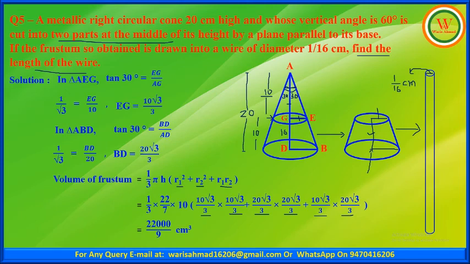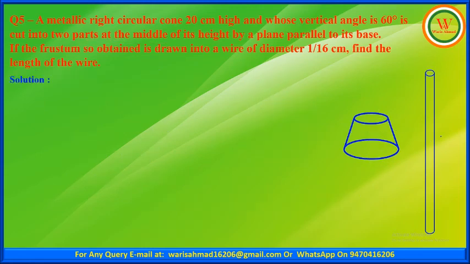Now this frustum is drawn into a wire of diameter 1 upon 16 centimeter. Hence the volume of the frustum will be equal to the volume of this wire. So in the next line of the solution we can write here, volume of frustum is equal to volume of wire. Volume of frustum we have already calculated, that is equal to 22,000 upon 9, and volume of wire we can write pi r square into h, because this wire is in the shape of a cylinder. That's why we have to write the formula of volume of cylinder.